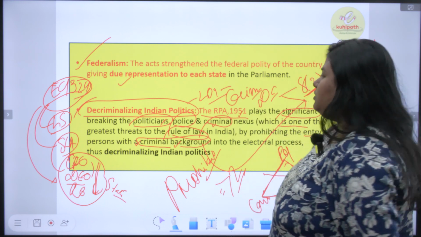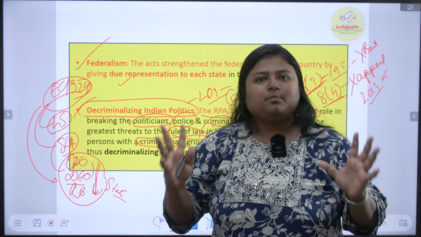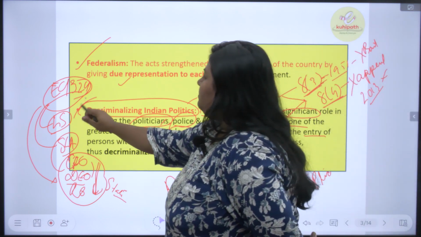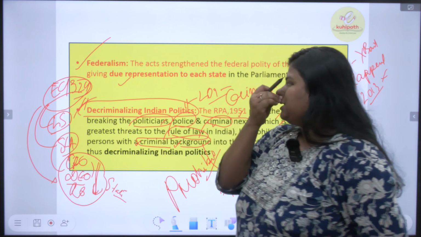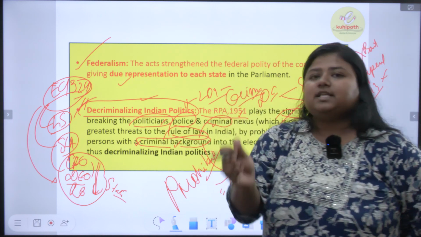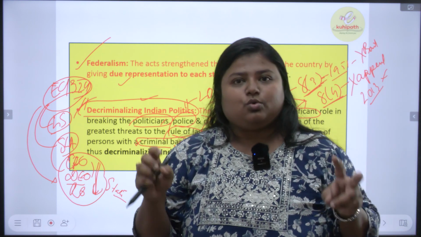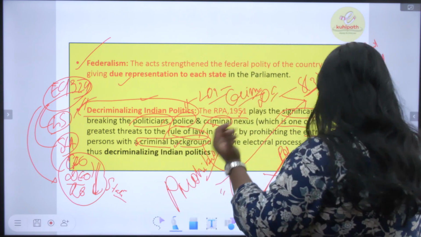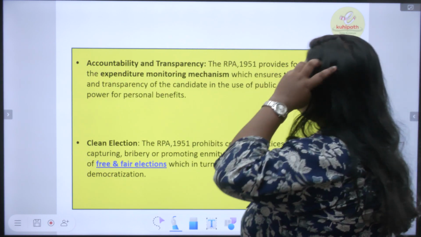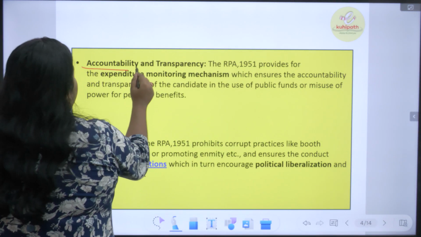In the 1951 Act, we use the terminology "decriminalization of Indian politics" mainly. When you are writing in a mains answer, please use these terms exactly as they are: criminalization of politics but decriminalization of Indian politics. If you write it within quotes, it gives a good impression to the person who is checking the copy. Fine. So the next point is that it ensures accountability and transparency.